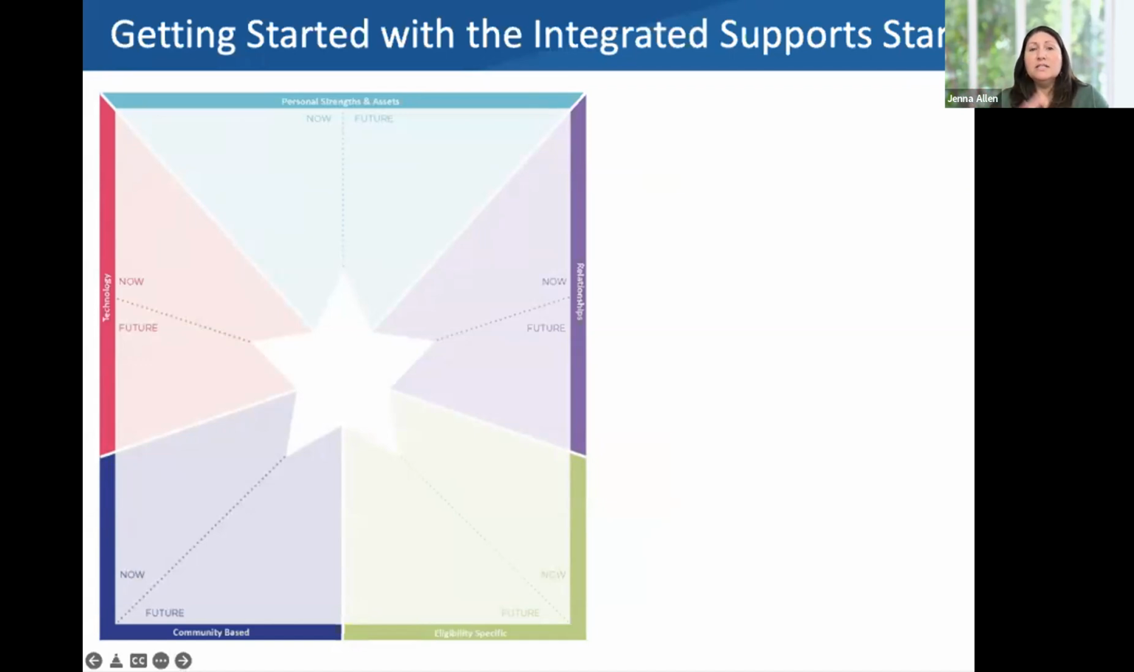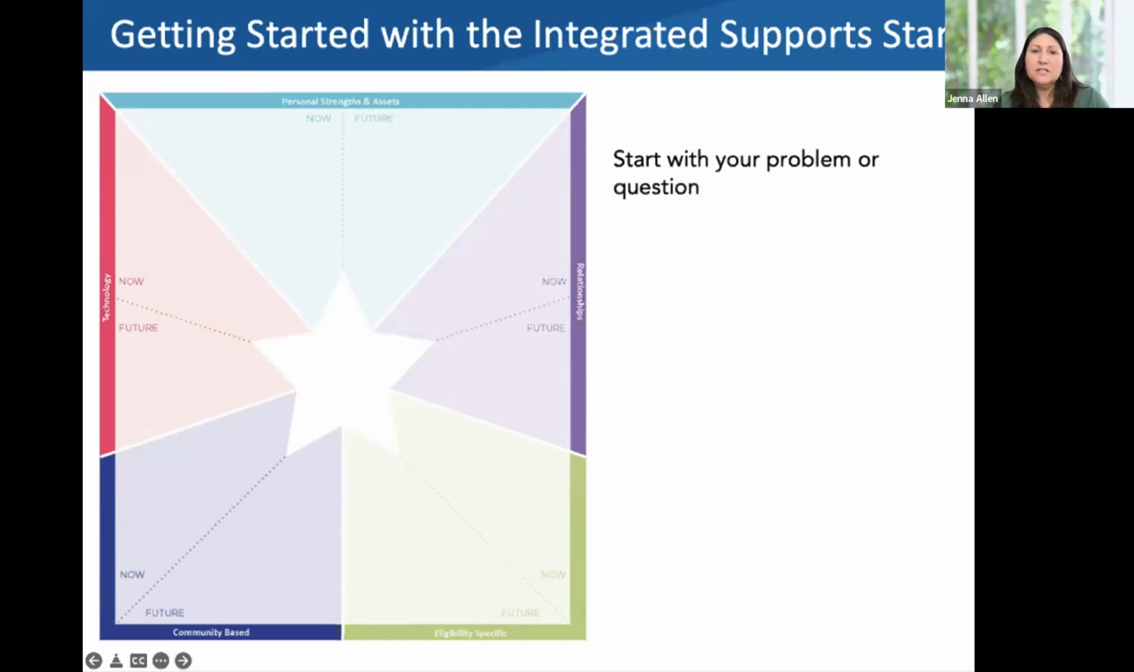And then there's also this split star version that I'm going to use for today's example that organizes ideas between things that are happening now. You could also include things that happened in the past in that now column if that's useful to you. And then things that you might like to explore for the future.